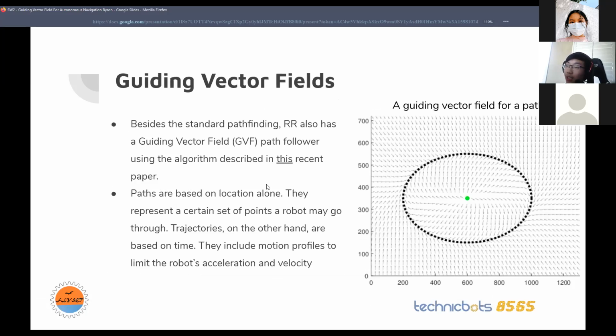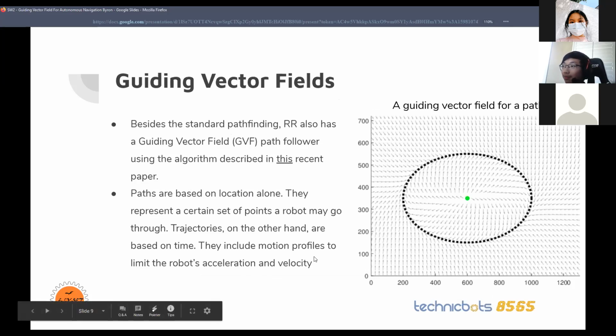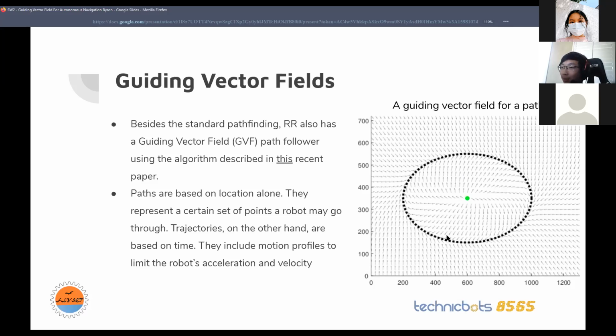So, guiding vector fields. Besides the standard pathfinding that I just talked about, Roadrunner also has a guiding vector field path follower using the algorithm described in a research paper. That's linked in the credits if you want to read it. But basically in GVF, paths are based on location alone. Unlike normal Roadrunner, where there are different times and a motion profile, in GVF, if you're at a certain point, you'll always have the exact same target velocity and acceleration. It's not dependent on time at all. But these also include motion profiles to limit acceleration and velocity.